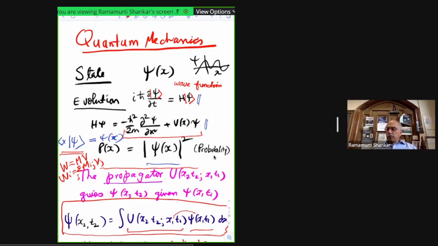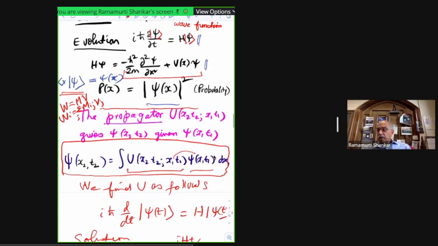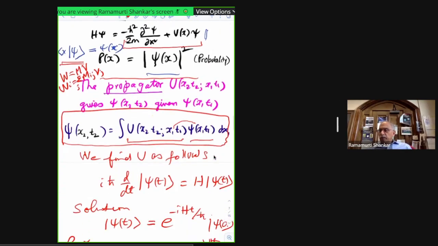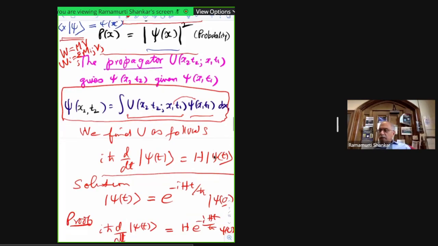Now, I will tell you quickly some explanation of how this object arises, but we cannot do that in any detail. How do we find u? Go back to the Schrodinger equation for the ket psi. Here's the equation. I'm telling you that you can write down by inspection the following solution. I claim the solution of this equation is this.